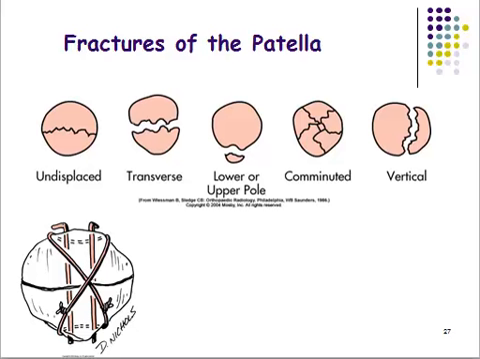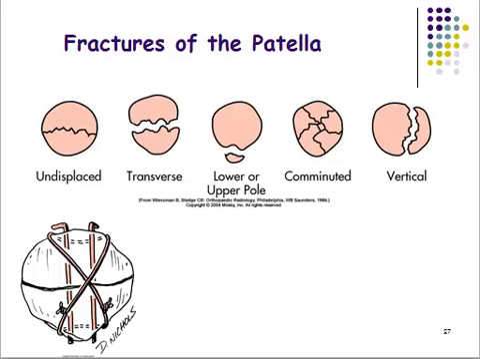If it is displaced, it may use an ORIF procedure shown in the slide where there are tension wires. This may be immobilized in 20 degrees of flexion to keep a bit of tension on it. And in the case of the transverse fracture, there is an increased risk for avascular necrosis.